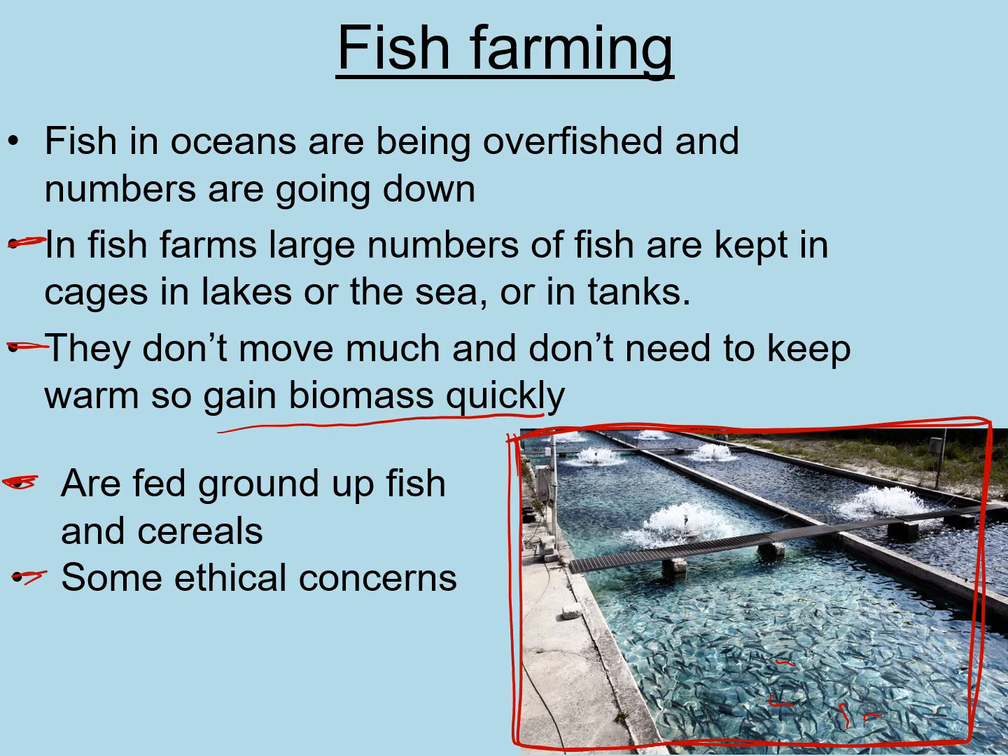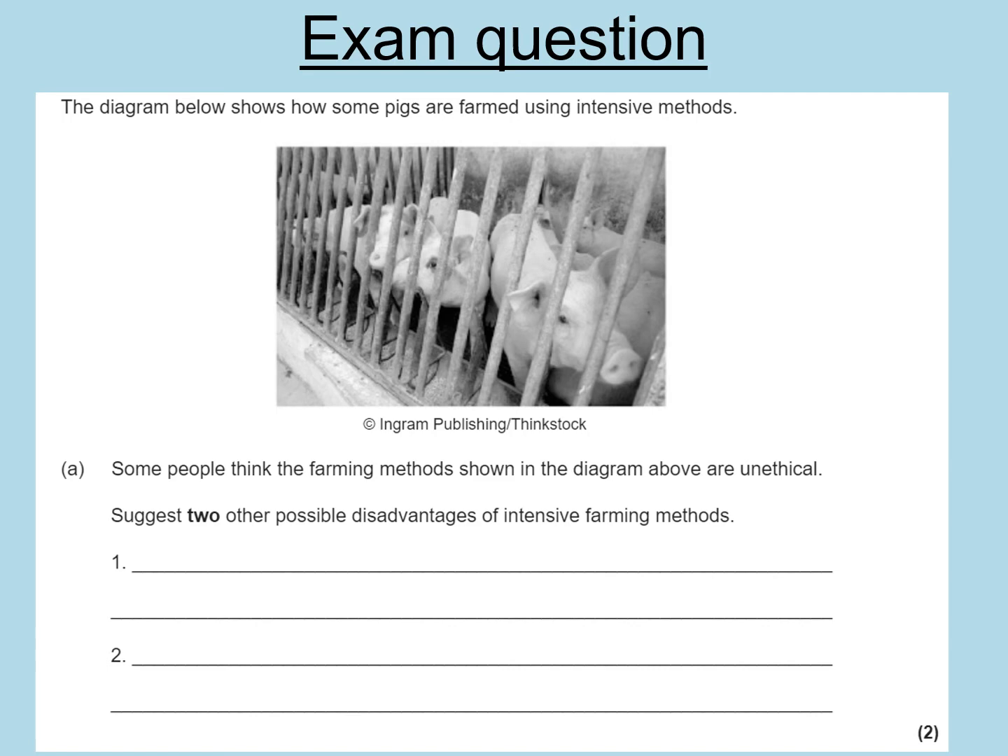But there's obviously some ethical concerns because these fish are in cramped conditions, cramped together. It might not be a very happy place for them to be, and they can't do their normal activities like migrating and swimming around the world and doing whatever it is they normally do. So there are some ethical concerns about intensive fish farming.